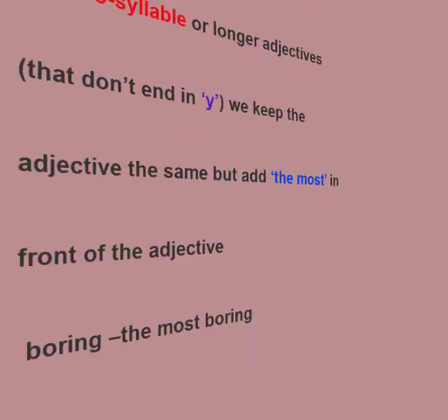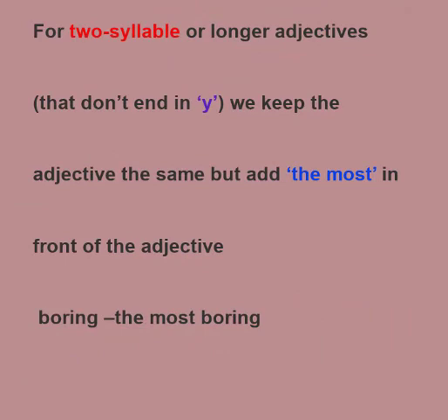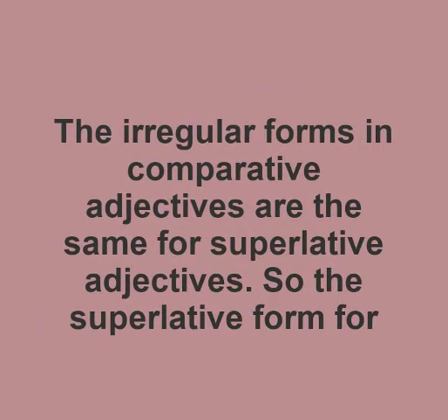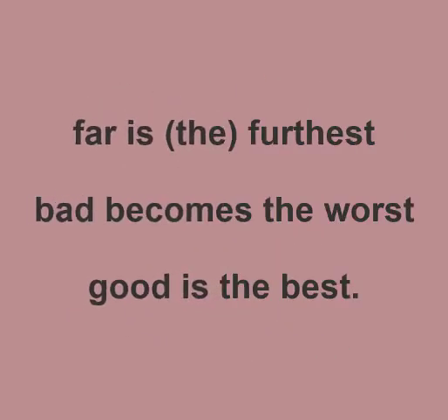For two-syllable or longer adjectives that don't end in y, we keep the adjective the same, but add the most in front of the adjective. Boring, the most boring. The regular forms in comparative adjectives are the same for superlative adjectives. So, the superlative form for far is the farthest, bad becomes the worst, good is the best.